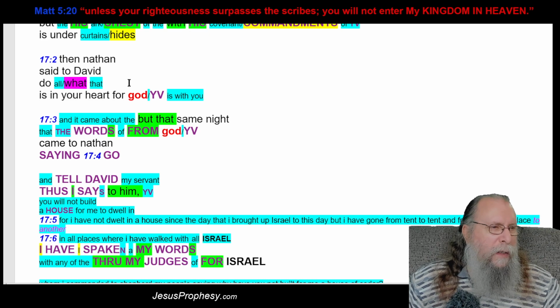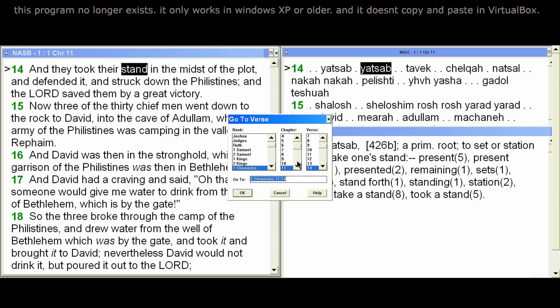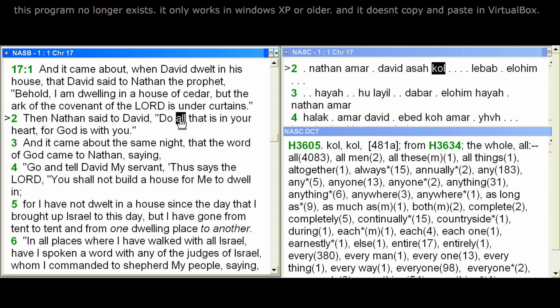Okay, I got it highlighted for a reason. So let me go look for it here. This is 17.2, so 17.1, 17.2, and the word all. Oh, it's two, so do all.